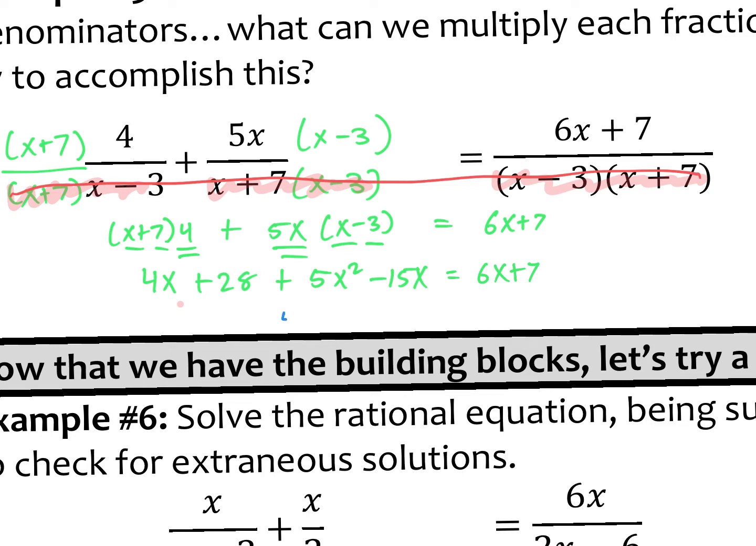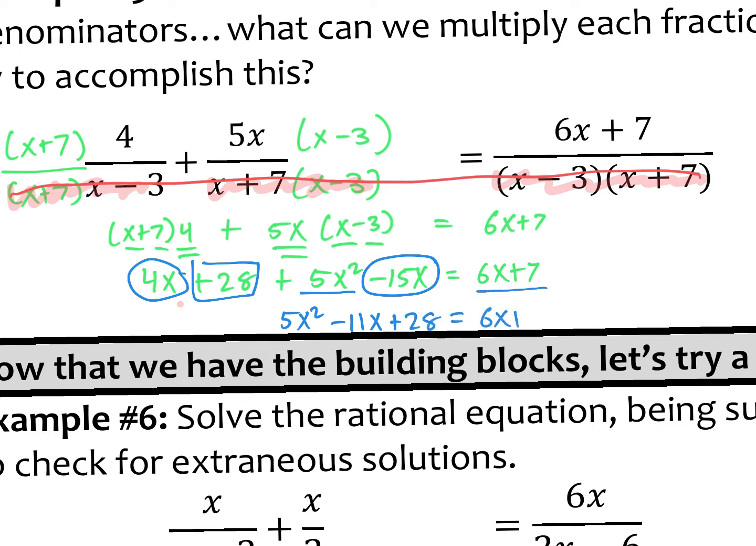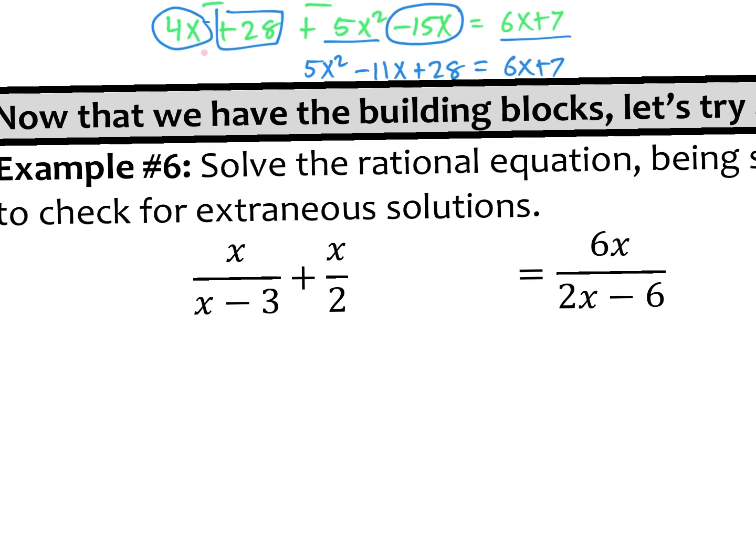We have our 5x squared, negative 15x plus 4x would be minus 11x. And then we have our plus 28. And then that equals the 6x plus 7. Okay, if we wanted to solve that, then we could set those equal to 0 and solve. Okay, and we'll actually do that down below.